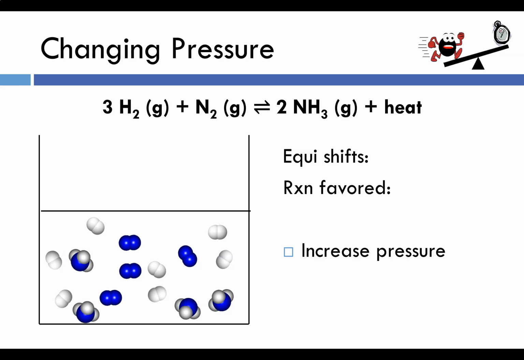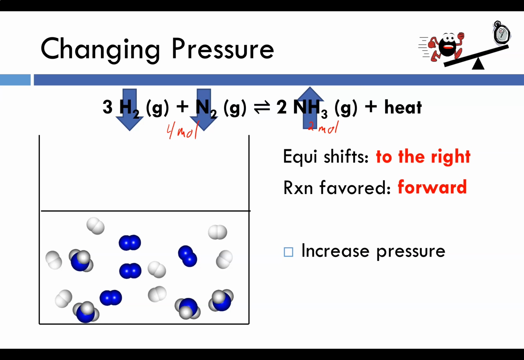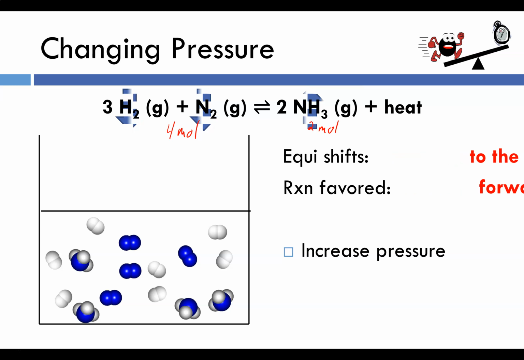So we want to pay attention to the number of moles of gas on the reactant side and on the product side of this equation. I've got a total of 3 plus 1 moles of gas on the reactant side, so I've got 4 moles. And on the product side, I just have 2 moles of gas. If I increase the pressure, I'm going to favor the side that has fewer moles of gas. I will see a decrease in the concentration of hydrogen and nitrogen, and I will see an increase in the concentration of NH3. So again, we'd say this stress shifts the equilibrium to the right, and our forward reaction has been favored because we see that increase in the concentration of the product.